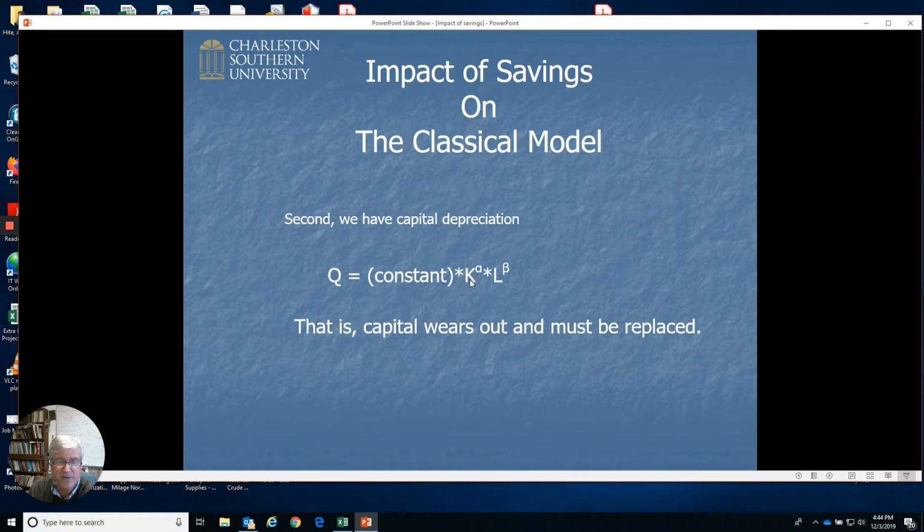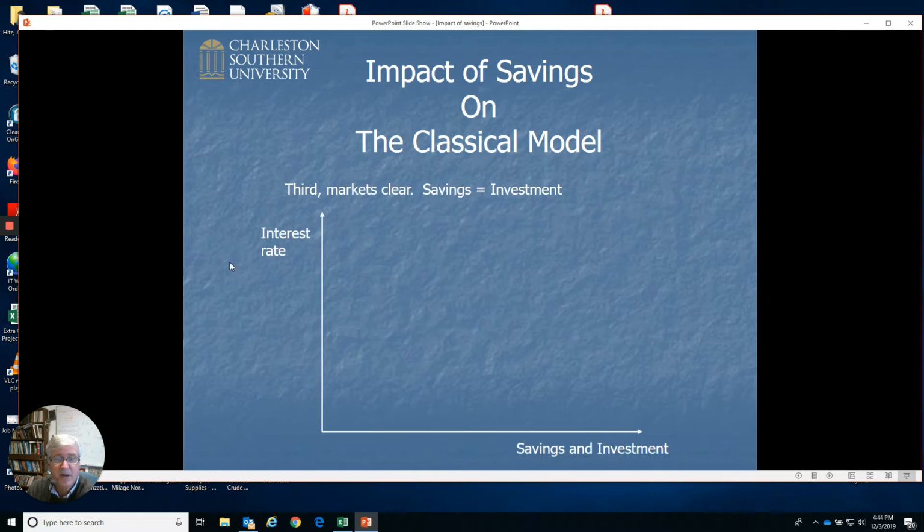Capital will get reduced, and if the capital stock is not replenished, output will fall. So capital depreciates and must be replaced in the classical model. All right, so third, in the classical model, remember that markets clear, so saving equals investment.